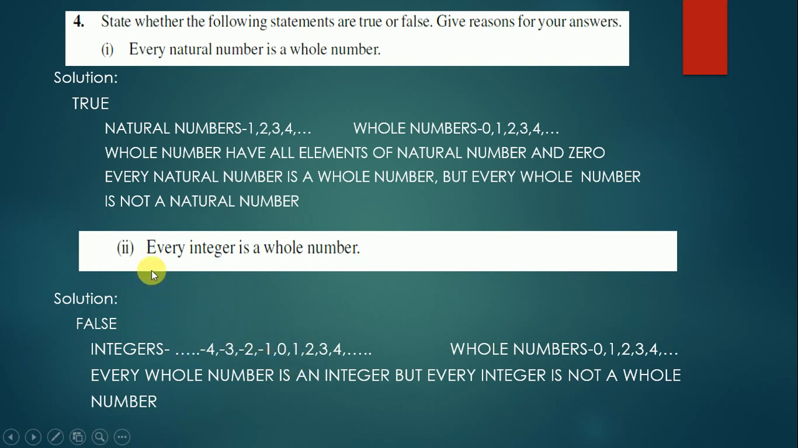So, the condition is false. Every whole number is an integer, but every integer is not a whole number. This one is included here, but this part is not included here. So, we can say that every integer is not a whole number.